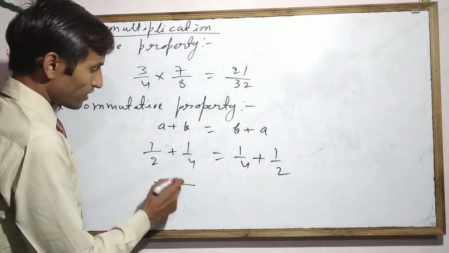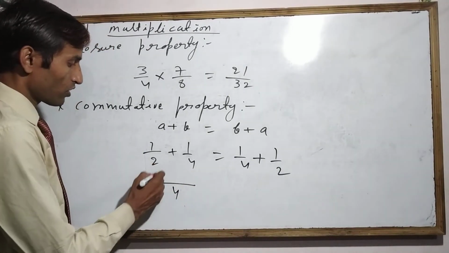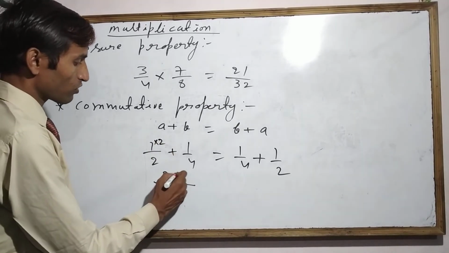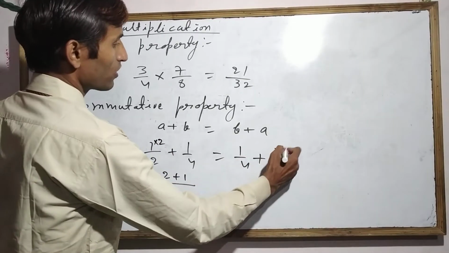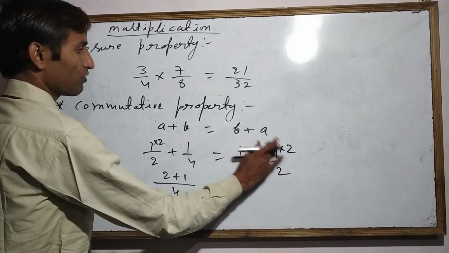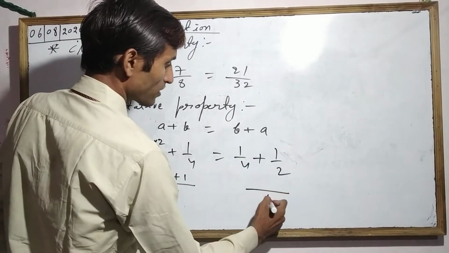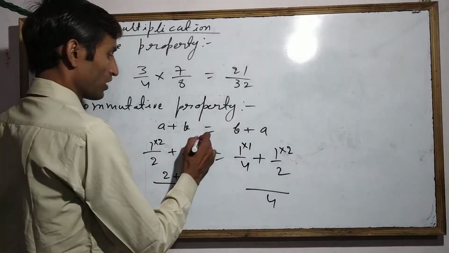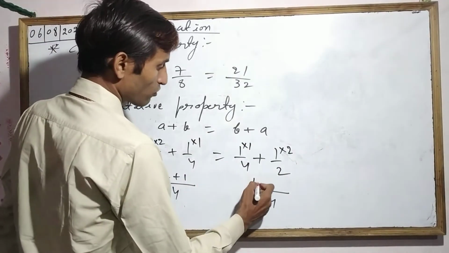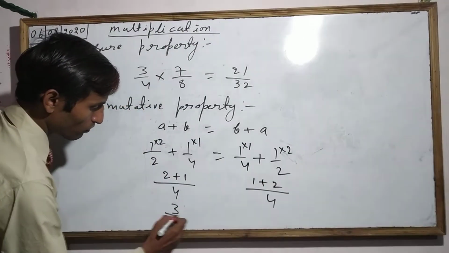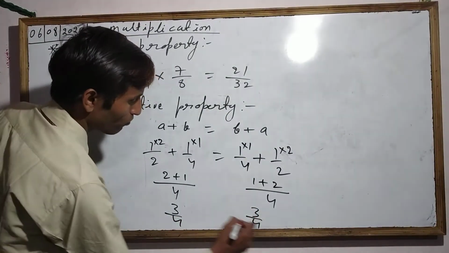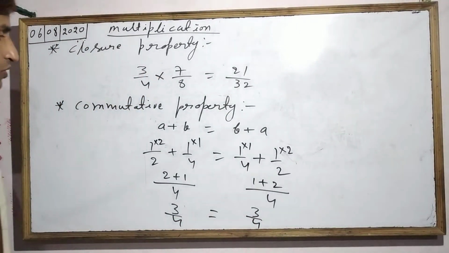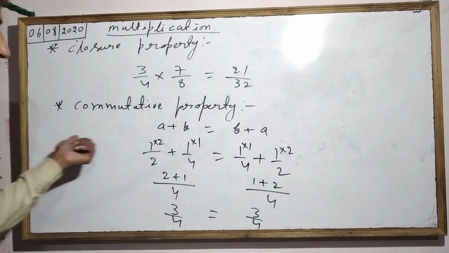So we have to take the LCM of 2 and 4. The LCM will be 4. We have to multiply by 2 here, 2 plus 1, and multiply by 2 here. Again, if we take the LCM on this side, the LCM will be the same. So we multiply by 2 here and by 1 here. Here 2 plus 1, and here also 1 plus 2, meaning 3 upon 4 will come, and on this side also 3 upon 4. Both are equal. So we can say it follows the commutative property.